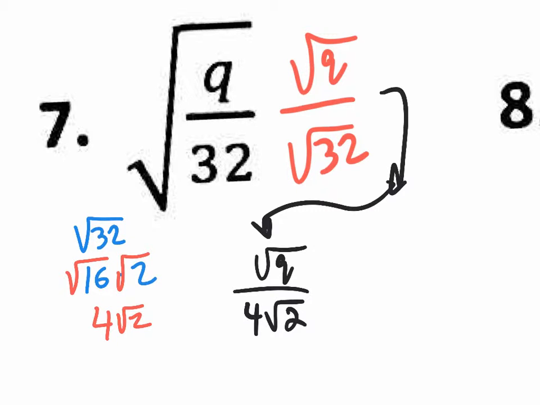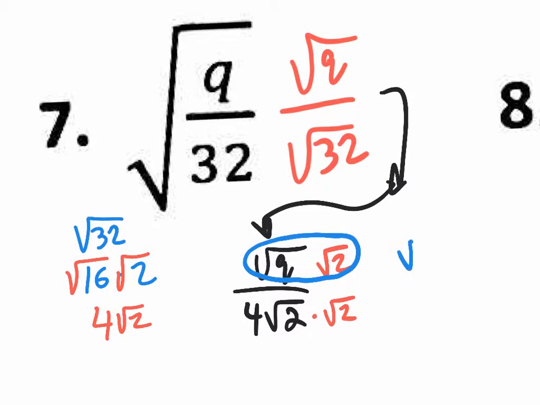A lot of people are going to write that answer and only get half credit because you cannot leave a radical in the denominator. You can't leave a square root in the denominator. So let's get rid of that square root by multiplying both top and bottom by the square root of 2. Because when you multiply a square root value with itself, it undoes the square root and you just have the value left over.